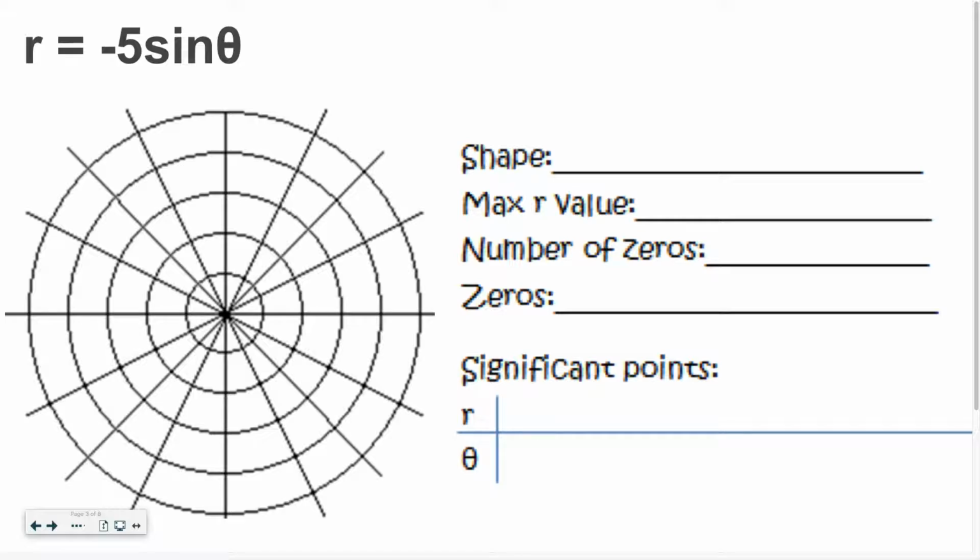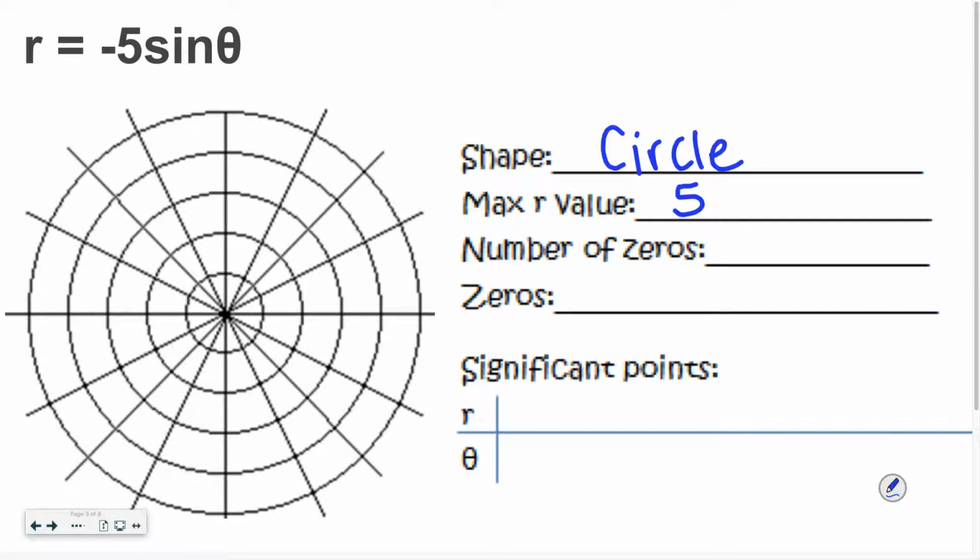Okay. So, when I ask for the shape, what are you going to tell me? Circle. Okay. The max R value. What's the furthest from the pole we're going to be? 5, because that is representing our diameter. So that's the furthest away we're going to be. Okay. Number of zeros, we'll get to that in a little bit.